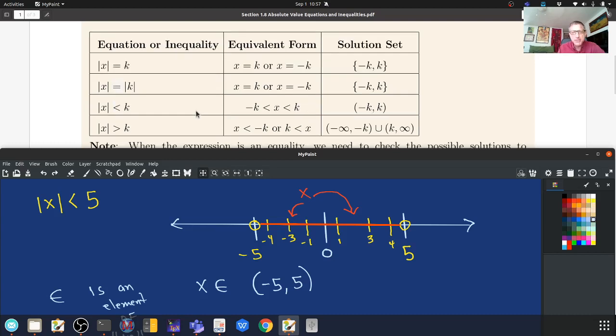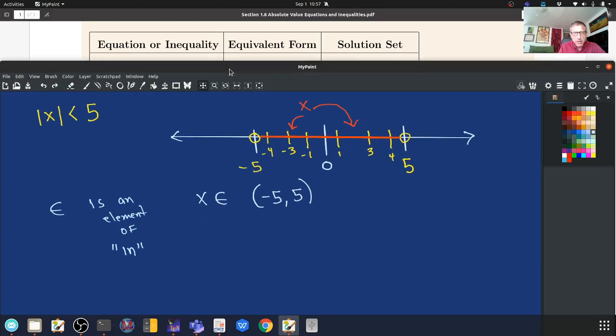What happens if the absolute value of x is greater than k? Let's try to use this same drawing rather than me drawing another line. So let's look at a particular example and consider the case when the absolute value of x is greater than 5. Well, clearly none of these values in this interval here will work because those satisfy the condition that the absolute value of x is less than 5.